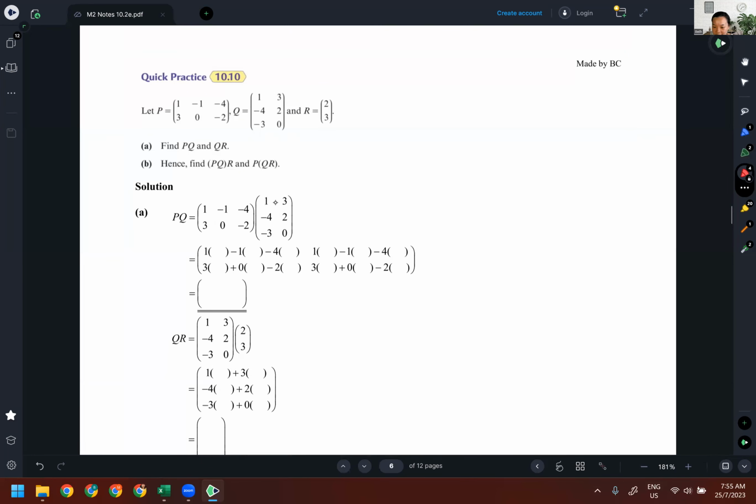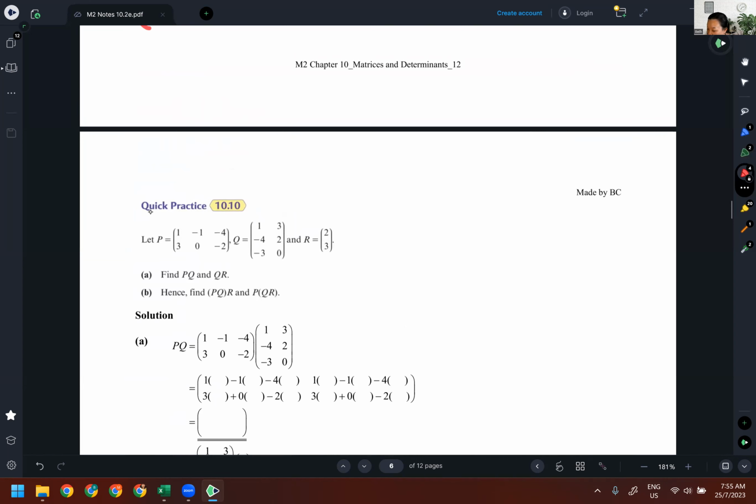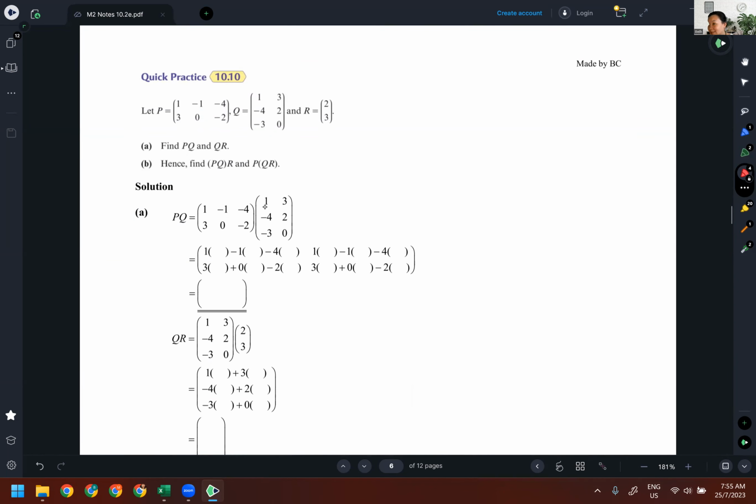Okay. Now, this one, the quick practice, it's exactly the same as the example, but it provides more evidence. It's not a proof. It's just more evidence that you can associate PQR. You can do it any way you want, as long as you do not change the sequence. Okay? And also along the way, we'll practice multiplication.